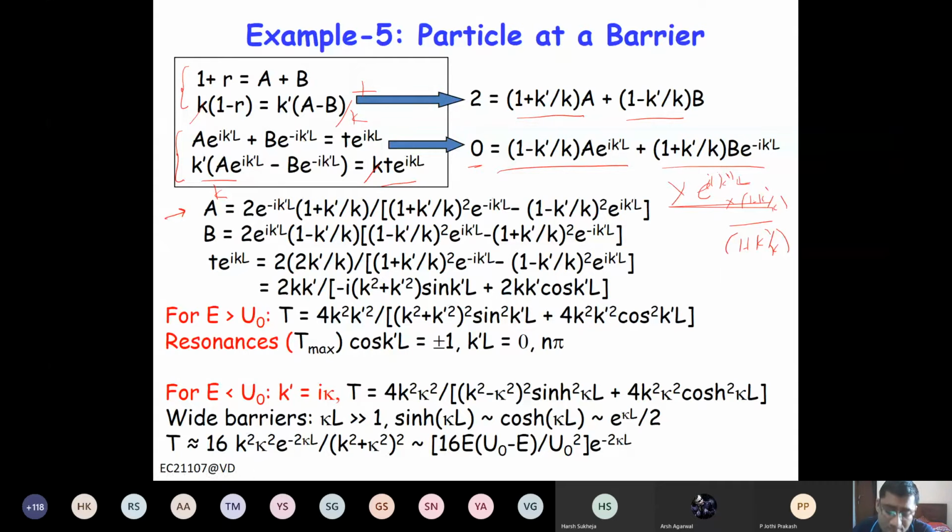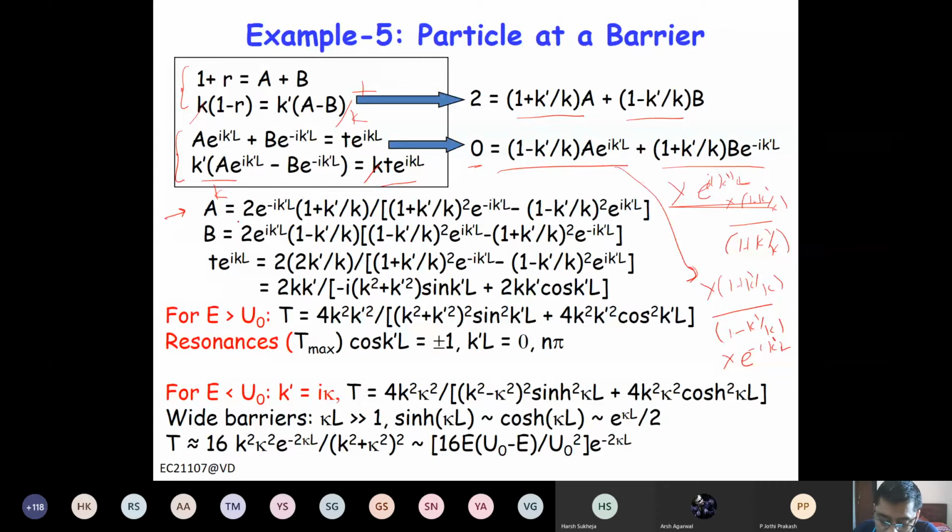Similarly, you can get the expression for B by eliminating A, right? So what will you do here? In this case, you will multiply the second equation by 1 plus k prime by k divided by 1 minus k prime by k times e to the power minus iota k prime l, right? So that we will get B.